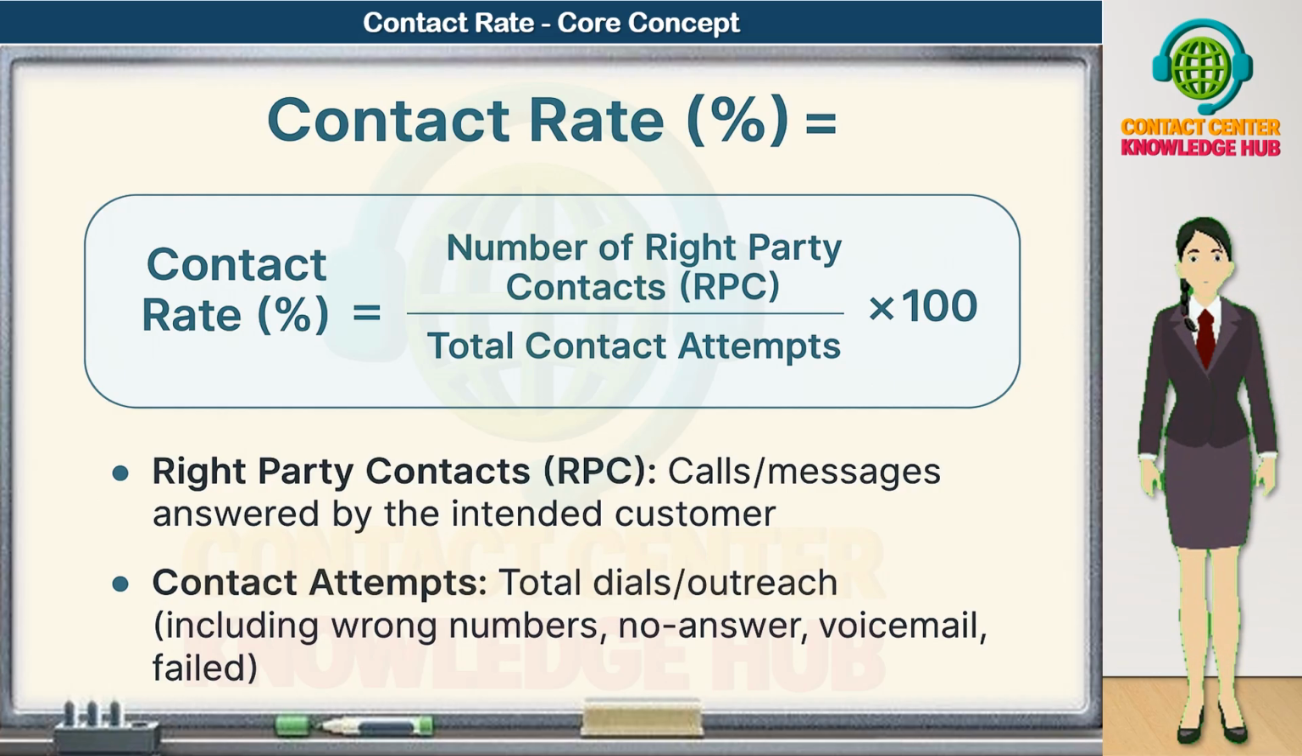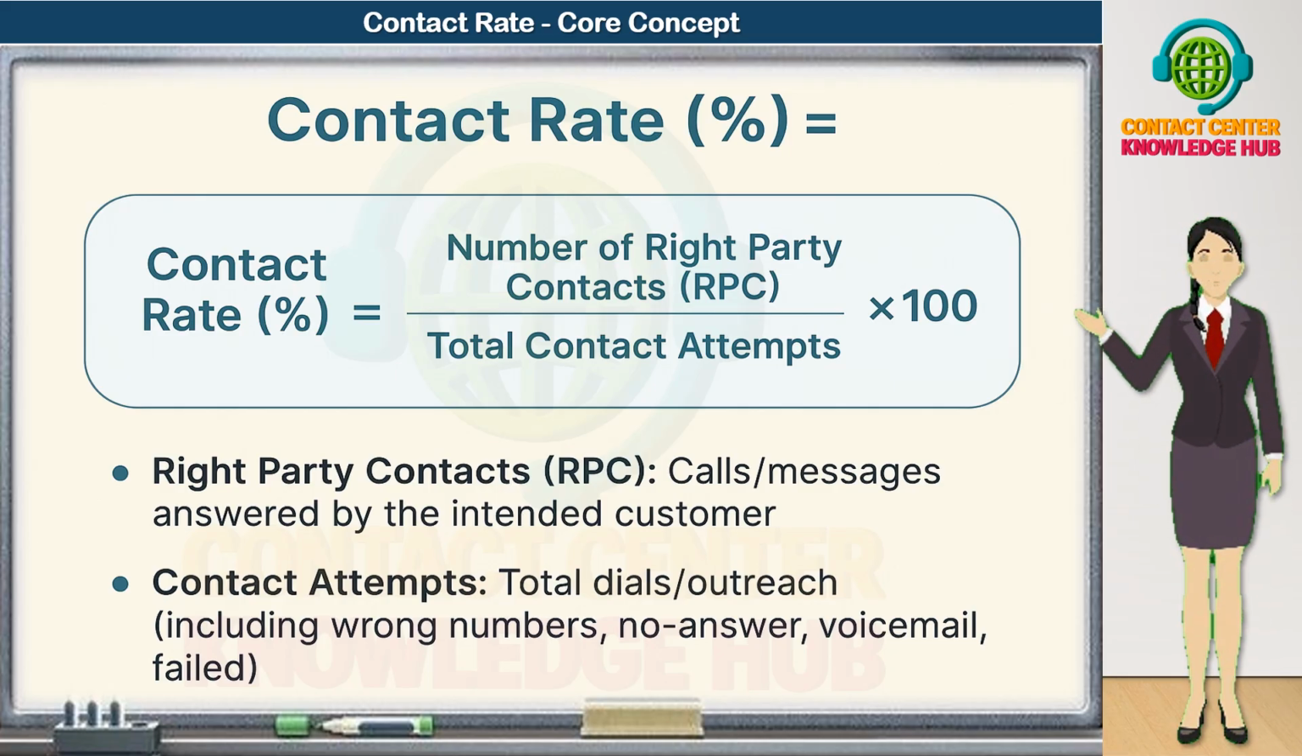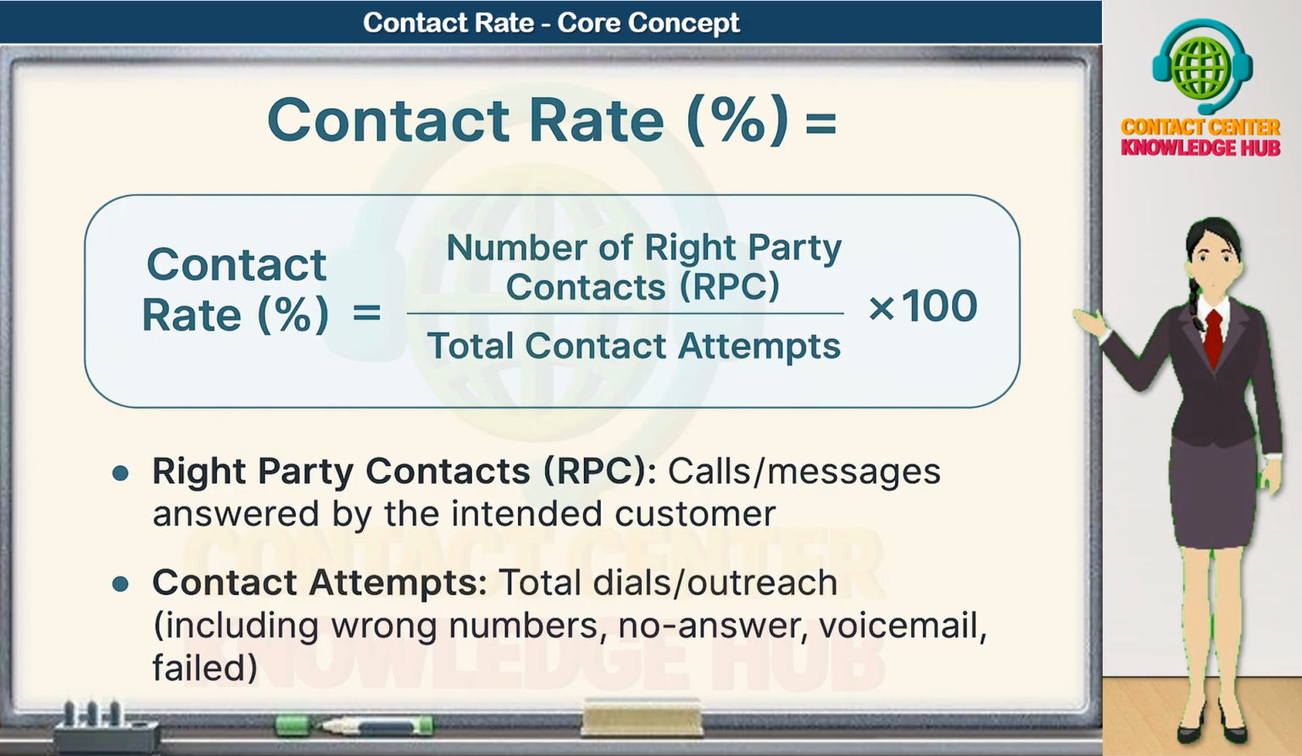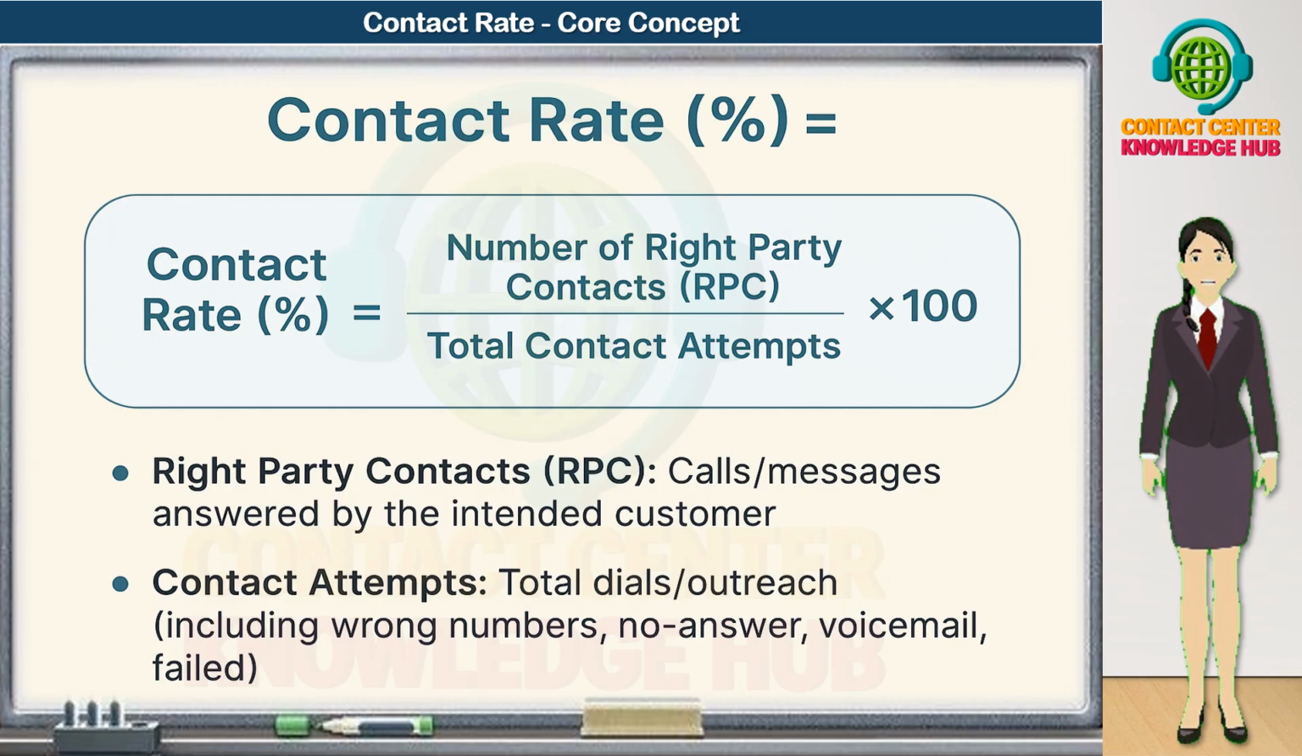Let's break that down. Right party contacts, or RPC, are those calls or messages that were answered by the intended person we actually wanted to reach. Total contact attempts include every outreach effort, whether it was a wrong number, no answer, voicemail, or even a failed connection. So, this metric tells you what percentage of your outreach truly connected with the right audience. Contact rate is not about how many people picked up, it's about how many of the right people did.